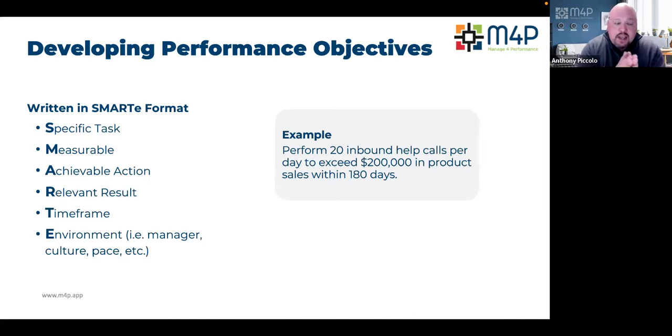And I know we all know this, but we want to keep them simple. Let's focus on the top 2 or 3, maybe 5, but let's not overwhelm priorities. You can't have 37 priorities, right? So let's keep those to the point.